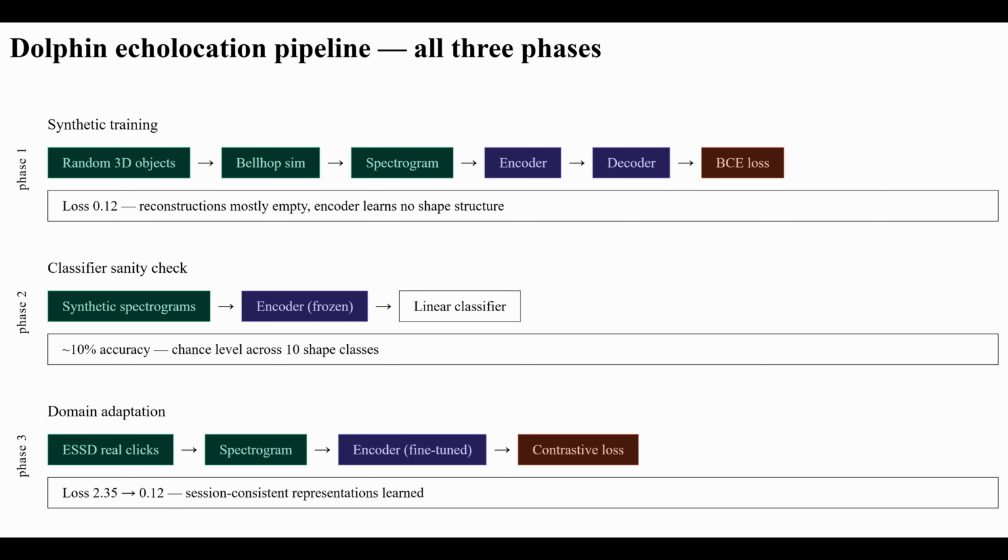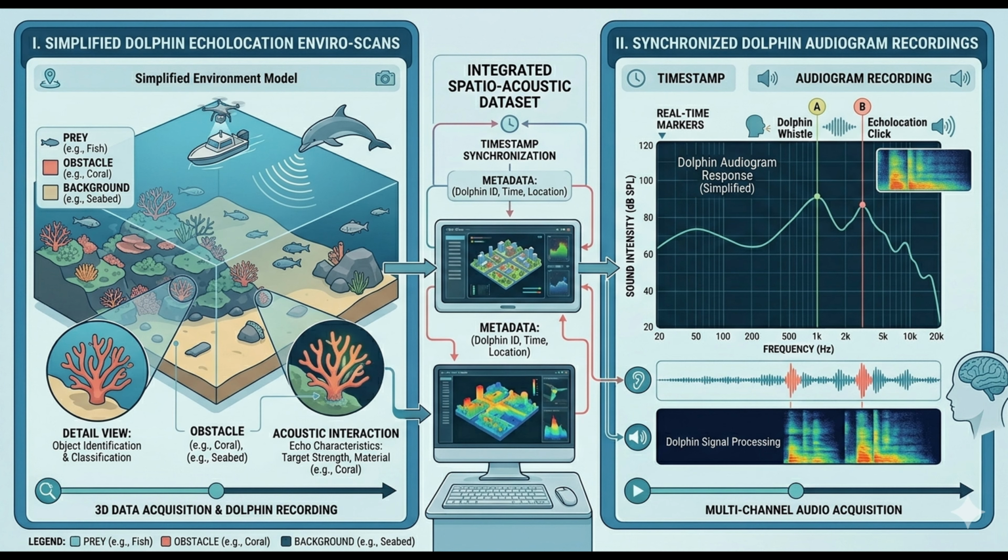What would actually be needed for this to work? Ground truth 3D scans of environments where real dolphin echolocation was recorded, substantially more training in Phase 1, a more physically realistic acoustic simulation, and a decoder fine-tuned on real data rather than purely synthetic inputs. For now, here is what the system produces.